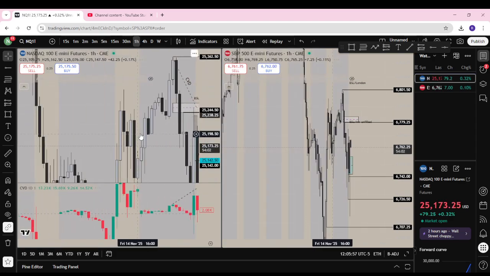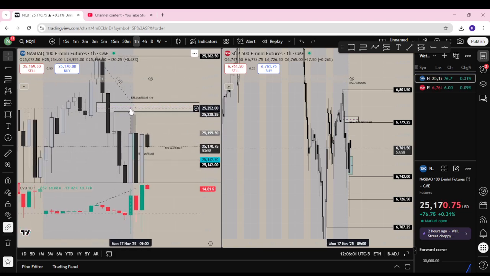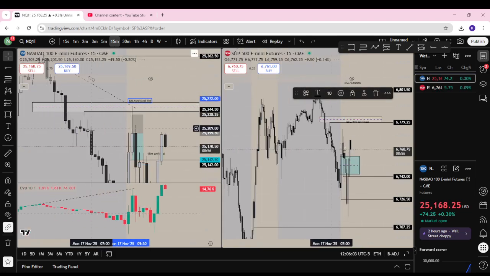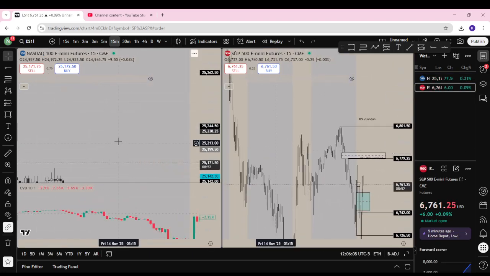Why was it A plus? Price came up, rebalanced EQ, rebalanced the range, tapped into this hourly, took out this 15-minute buy-side liquidity. We had an SMT as well. Matter of fact, we had an SMT.